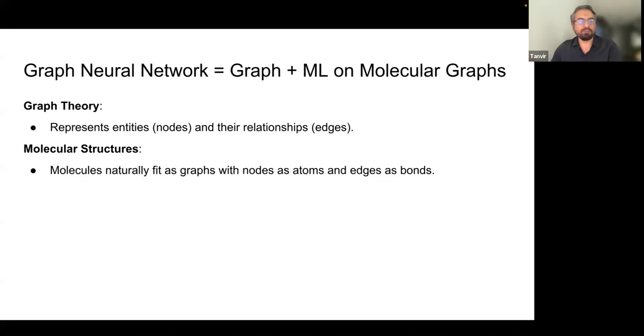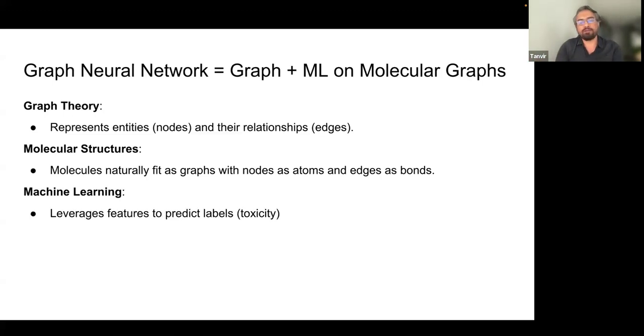It takes concepts from molecular structures, where molecules naturally fit into graphs because molecules are a group of atoms that are connected with bonds, or edges. And then with these two ideas, we can combine the machine learning idea, which leverages features like node features and edge features to predict labels like toxicity or other ADMET predictions, drug toxicity, things like that.